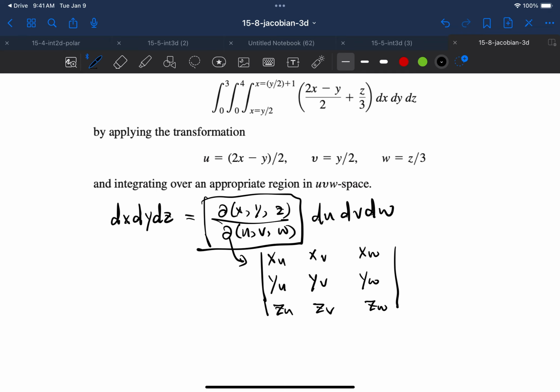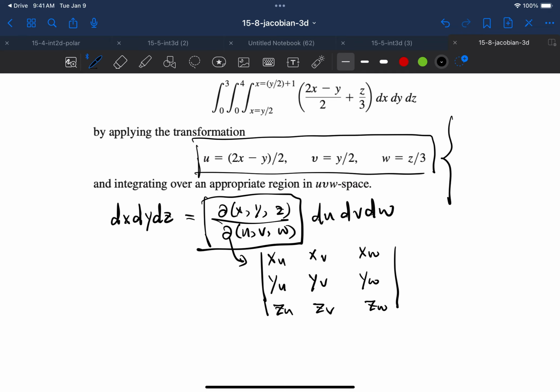But the problem is here, you don't know what x is in terms of u and v and w. Of course, y also. So I need to solve. This is the suggested transformation, but I need to solve it for x, y, z. So we want to solve this as x equals an expression in u, v, w, and y equals in terms of u, v, w, and z equals a function of u, v, w.